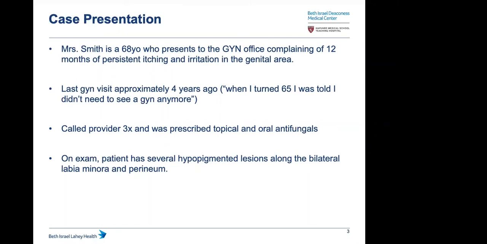So Mrs. Smith, she's a 68-year-old who presents to the GYN office complaining of 12 months of persistent itching and irritation in the genital area. Her last GYN visit was approximately 4 years ago, and when asked why, she mentions that when I turned 65, I was told that I no longer needed to see a GYN anymore.